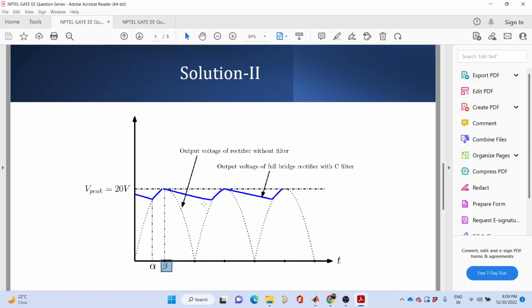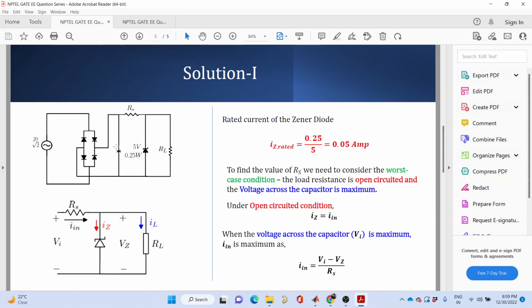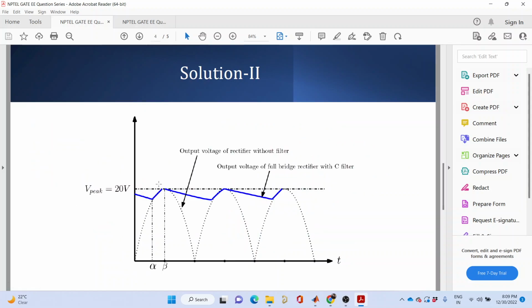That is, if your load resistance is very high, in that case the time constant formed by the capacitor and the resistance, the R into C value, is much higher as compared to this T by 2. Say this is T by 2, this is T, and then again this is 3T by 2. So the time constant of the discharge circuit of the capacitor must be much higher, almost 10 times or 100 times or something like that, as compared to the time period of the source voltage that you are using. Then I can say that this waveform is true.